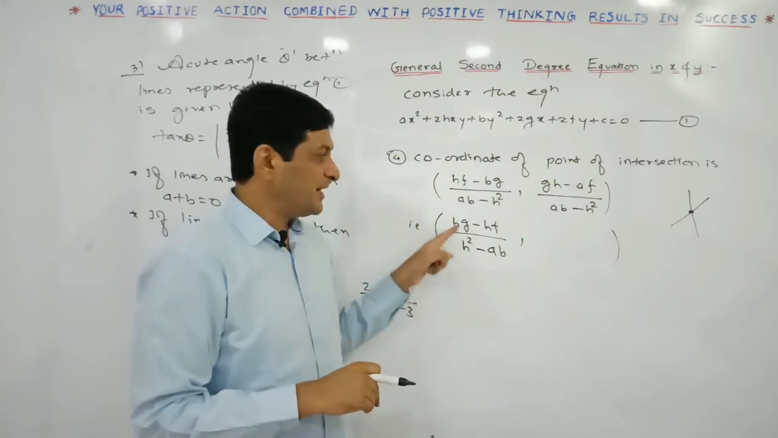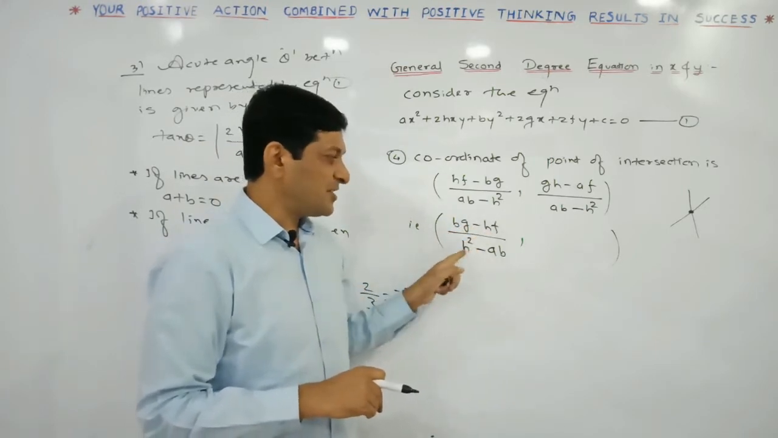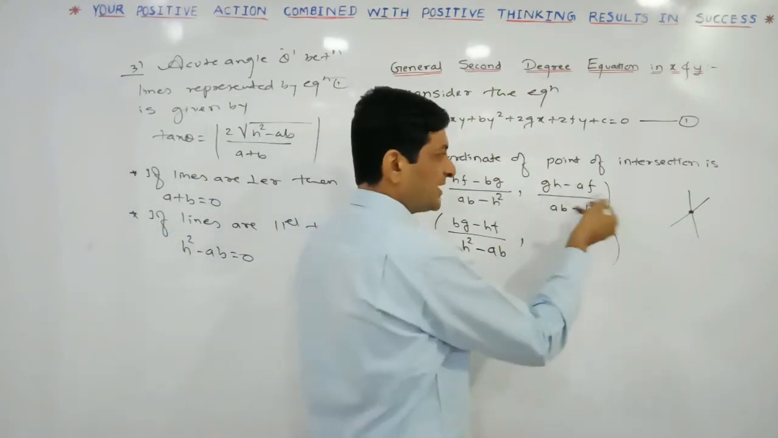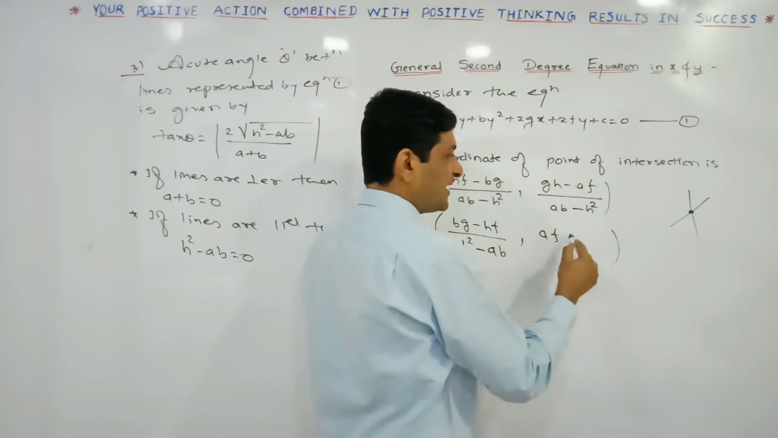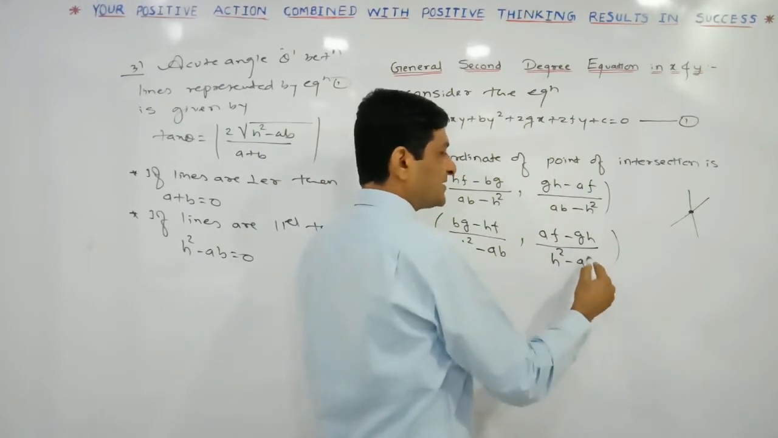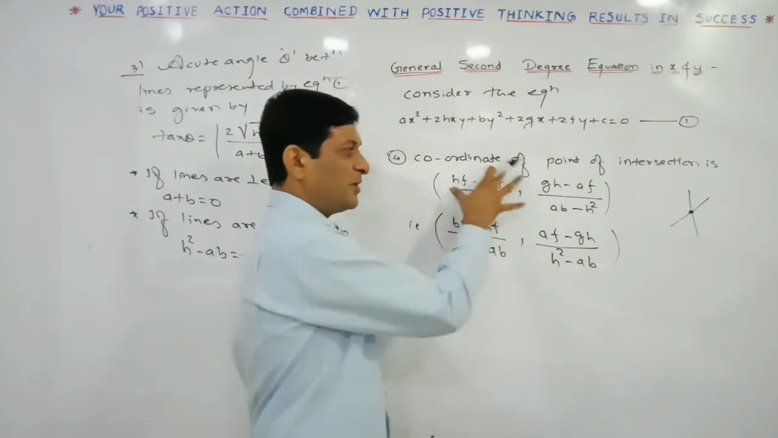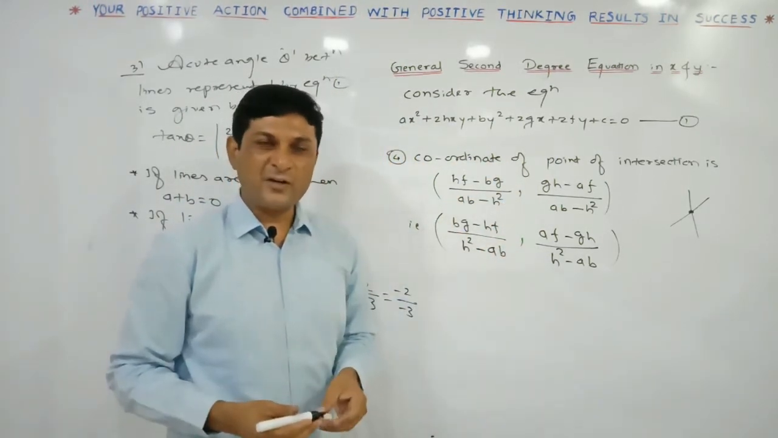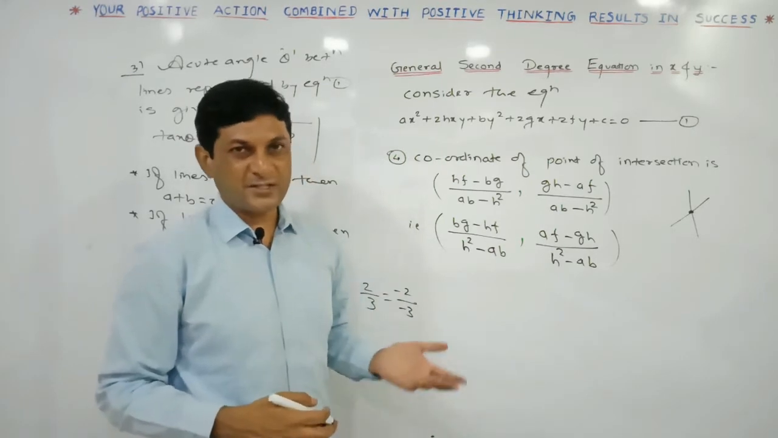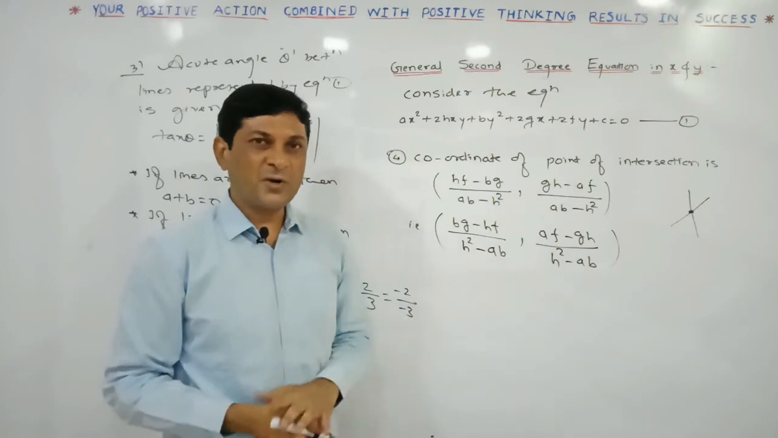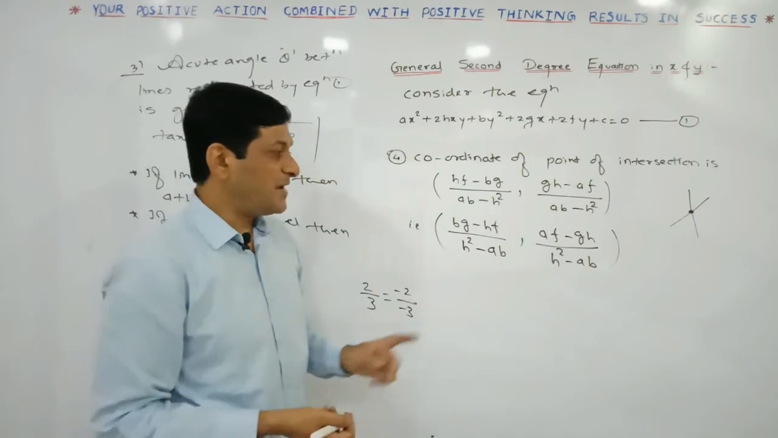So what is the numerator here? bg minus hf upon h square minus ab. Here also, if I multiply the numerator and denominator by minus, we get af minus gh in the numerator, and in the denominator we get h square minus ab, isn't it? So you can remember either the first formula or this second formula to find the coordinates of the point of intersection of the lines represented by the general equation. To apply these formulas, we should know the value of what?